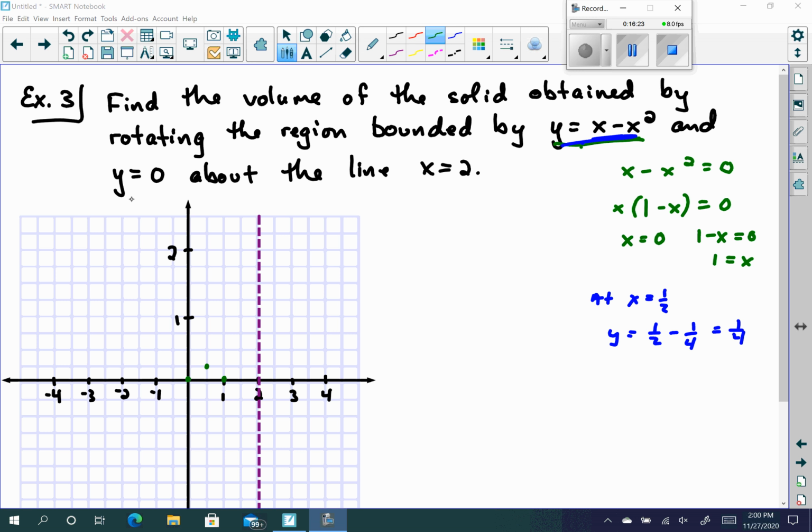So we're also bounded by y equals 0, which is just the x-axis. So I know that's why I don't have to go down any lower, but we know it's a parabola, so it's going to look like this. So if I'm reflecting it over this purple dashed line here of x equals 2, it's just going to map over to here.